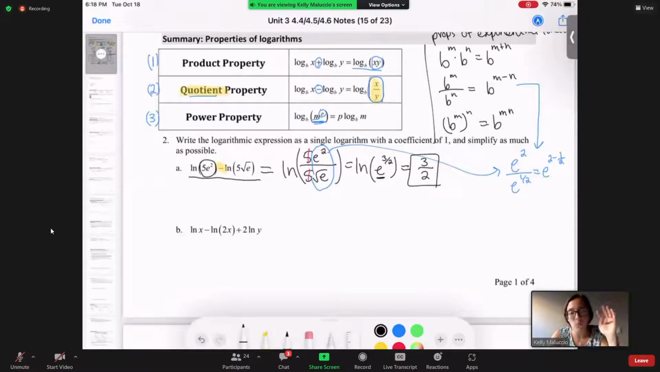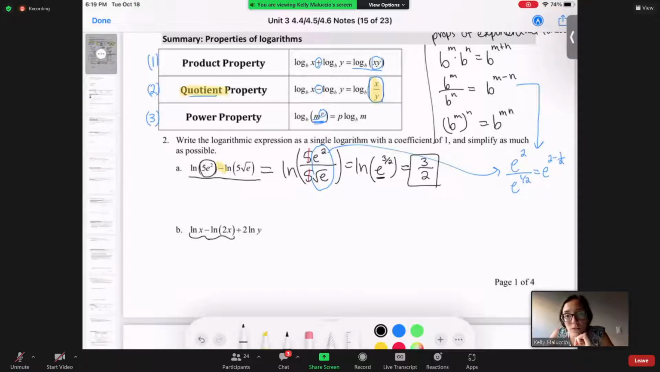Now the next one, we will leave it in log form because we have some variables, but that's okay. So what I see first, and you can work from left to right. It's kind of similar to whenever you'd read PEMDAS or something like that, but we can work from left to right. So I see this minus first.